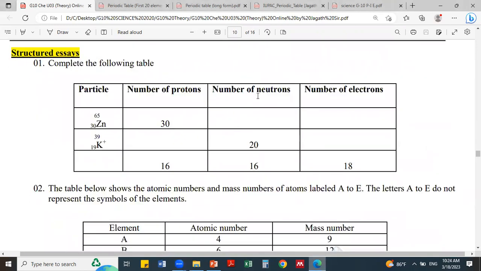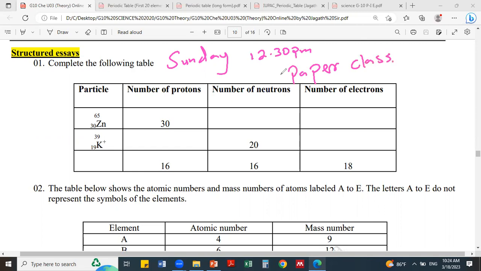I'll discuss them in the paper class, Sunday 12:30 p.m. So I think, students, you should better join the paper class or at least get the recording and complete the answers, because otherwise it will be a problem, because theory alone is not enough. You need to practice questions and textbook exercises, and I'll be discussing these questions in the paper class. So now we are doing the second lesson revision.